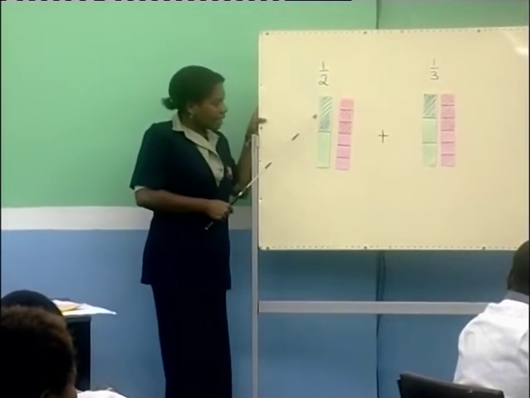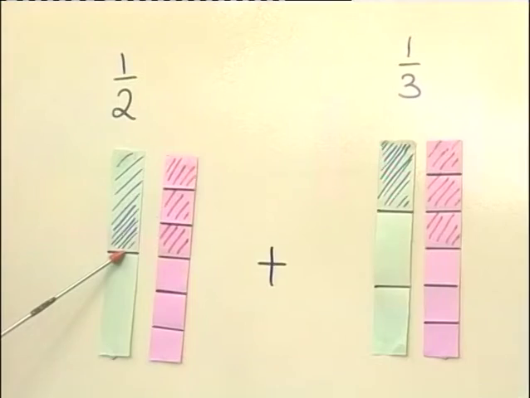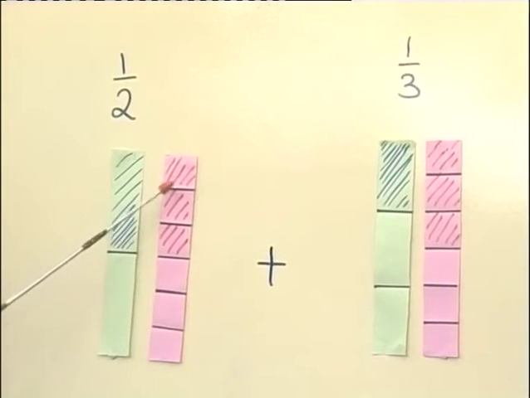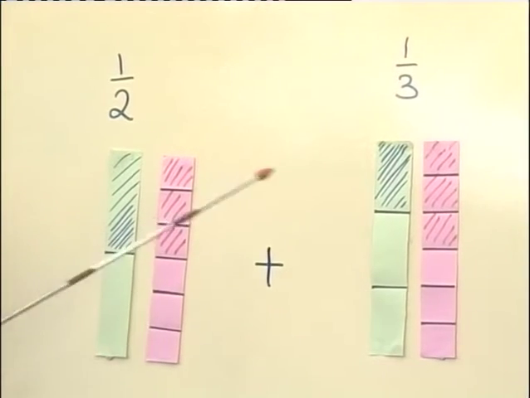Is she correct with this? A half is equivalent to how many 6? 3 6. 1, 2, 3. See? It's equal. A half is equal to 3 6. Okay, let's look at the next one.